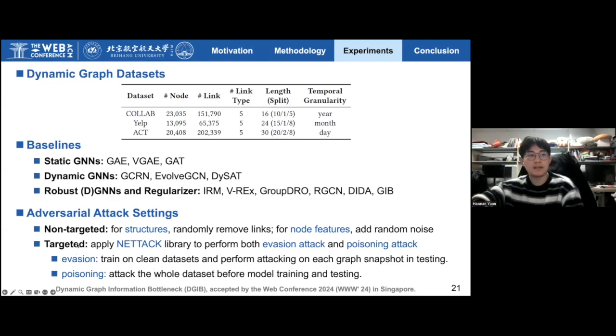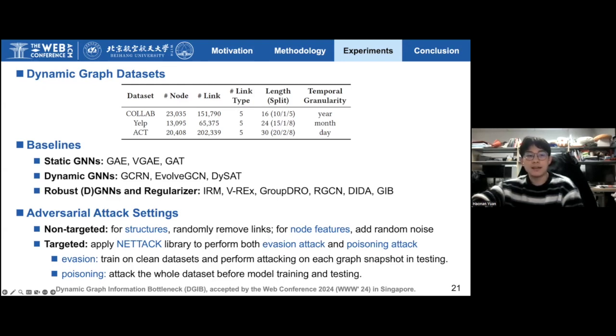The first setting is the non-targeted adversarial attack. We produce some synthetic datasets by attacking graph structures and node features respectively. For structures, we randomly remove links, and for node features, we randomly add some noise.